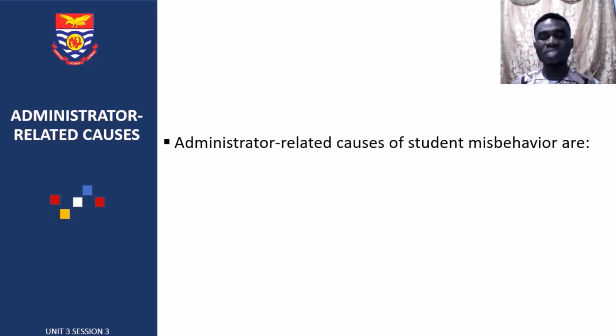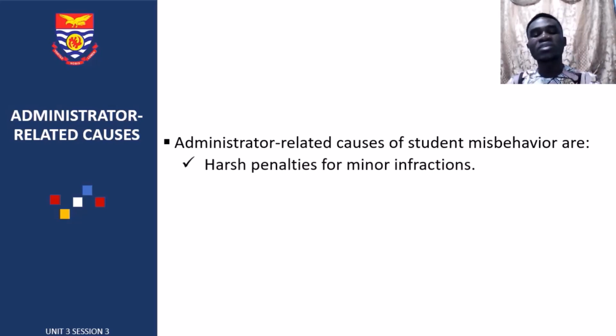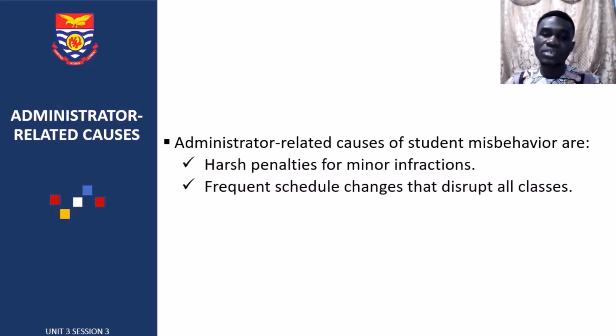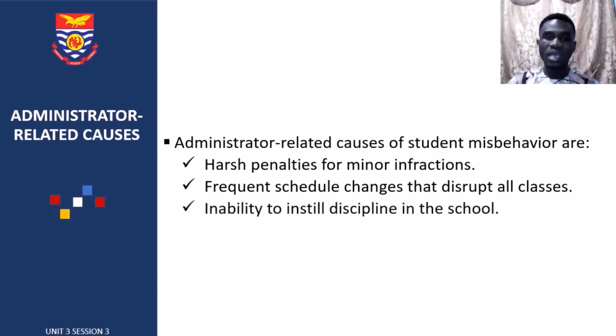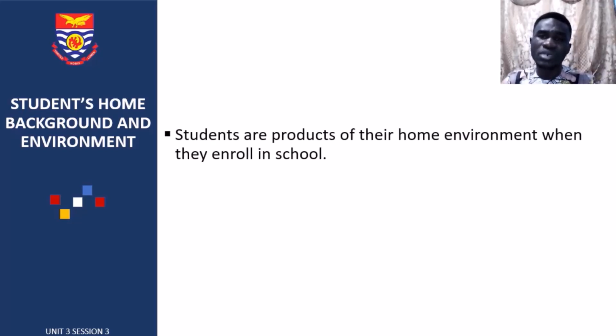And so some administrator-related causes of student misbehavior are harsh penalties for minor infractions and frequent schedule changes that disrupt classes. So within the shortest possible time, assembly. Within the shortest possible time, we are going here. All these encourage students' misbehavior. And inability to instill discipline in the school will also lead to students' misbehavior. Now let's look at students' home background and the environment. Students are products of their home environment when they enroll in school.